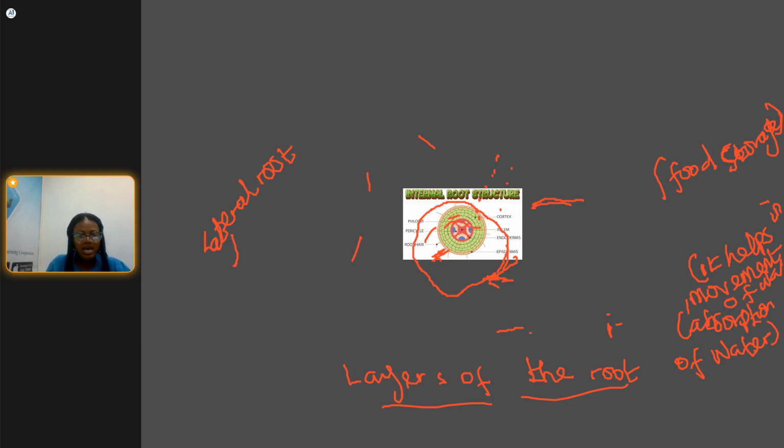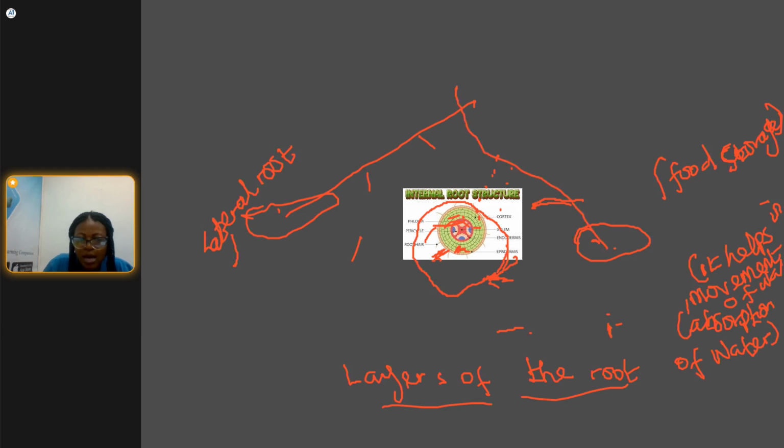Then we move to the next layer. What is the next layer? That is phloem and xylem. Look at this point very well. You can see the black at the middle of the circle. That is the xylem. And then you can see the black inside the blue color. That is the phloem. So the phloem and the xylem are called the vascular bundles.